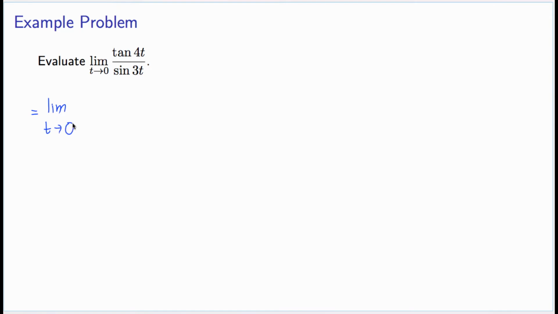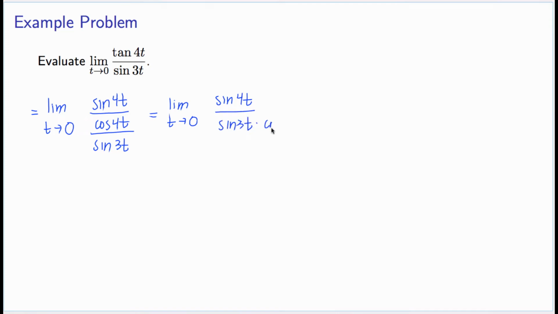cosine. So we have the limit as t goes to 0. Remember, the tangent of x is sine x over cosine of x. So this becomes the sine of 4t over the cosine of 4t all over the sine of 3t. So first let's just rewrite this as a simple fraction. So this is the limit as t goes to 0 of the sine of 4t over the sine of 3t times the cosine of 4t.